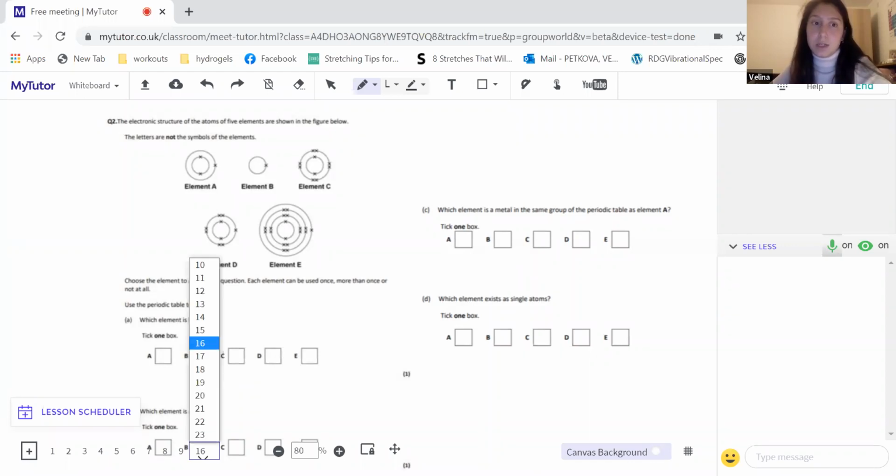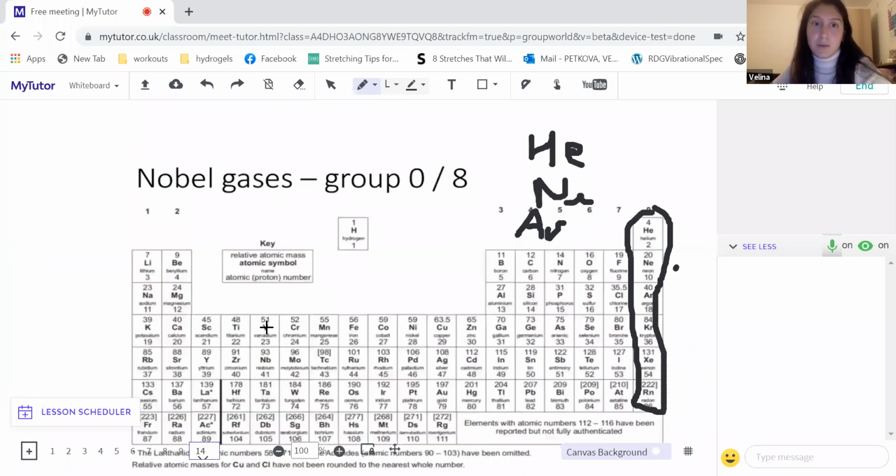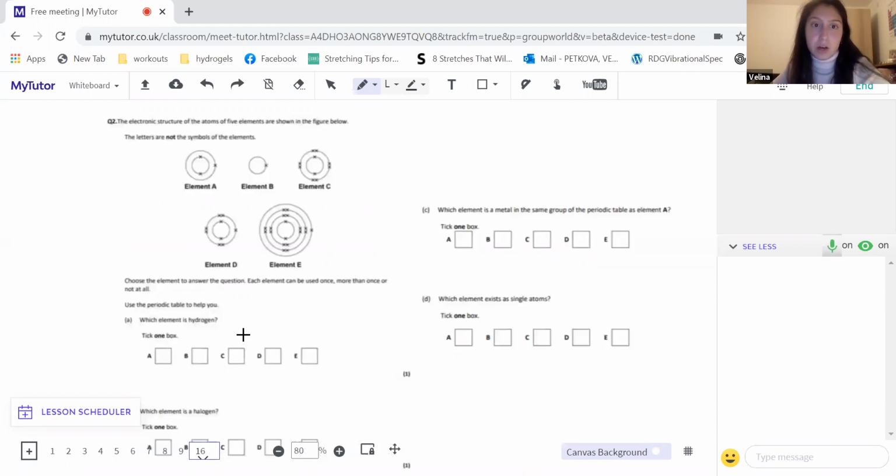So which element is hydrogen? Let's go back to our periodic table. How many electrons does hydrogen have? From our periodic table, we can see it is 1. So therefore, we now know that hydrogen has 1 electron. Which element do we think it is, therefore, in question 2? Yeah, brilliant. B. Well done to everyone who said that.